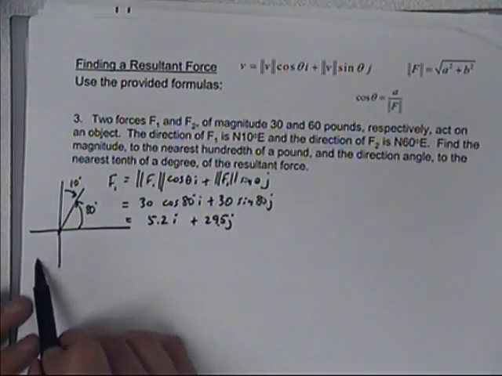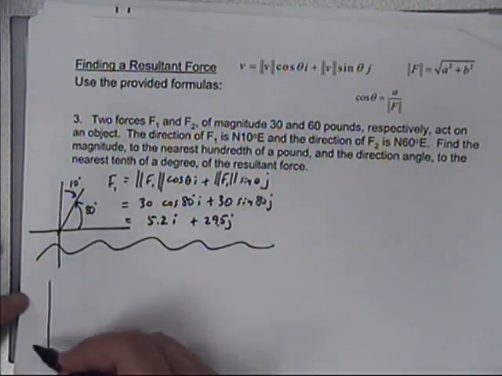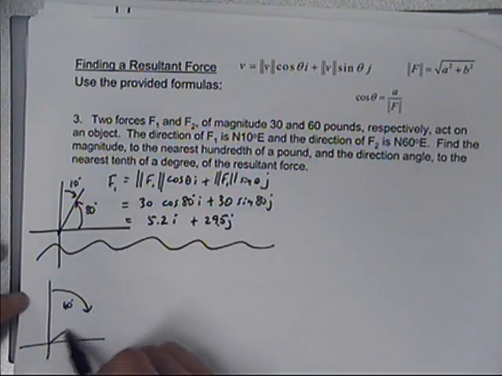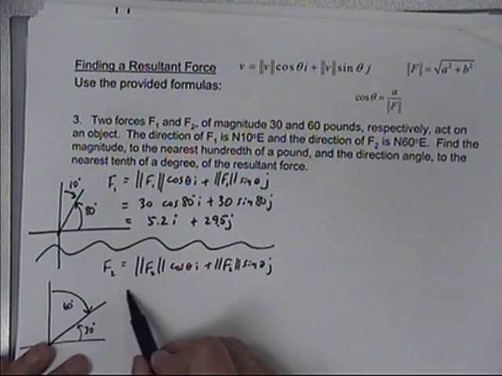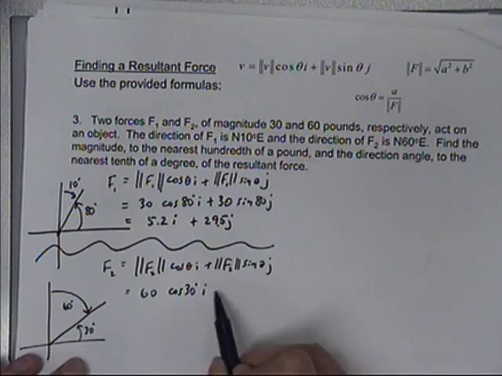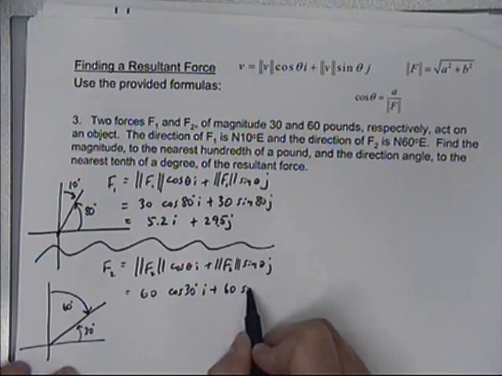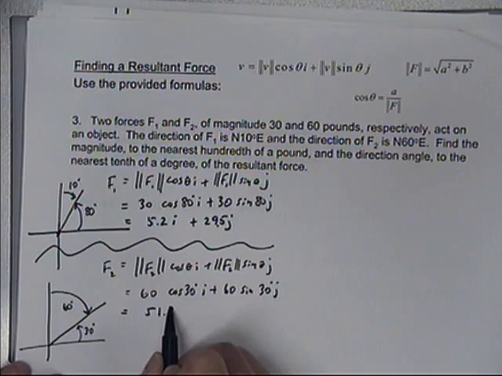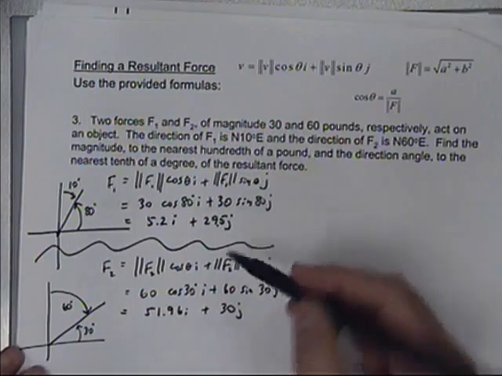The second vector is going north 60 degrees east. So again, we're in the first quadrant. You went north and then you fell over this way 60 degrees towards the east. You would be 30 degrees. So you would get 60 times the cosine of 30 degrees times i, 60 is the magnitude in pounds, and then 60 times the sine of 30 degrees times j. So that would be 51.96 i plus 30j. So you have these two vectors.